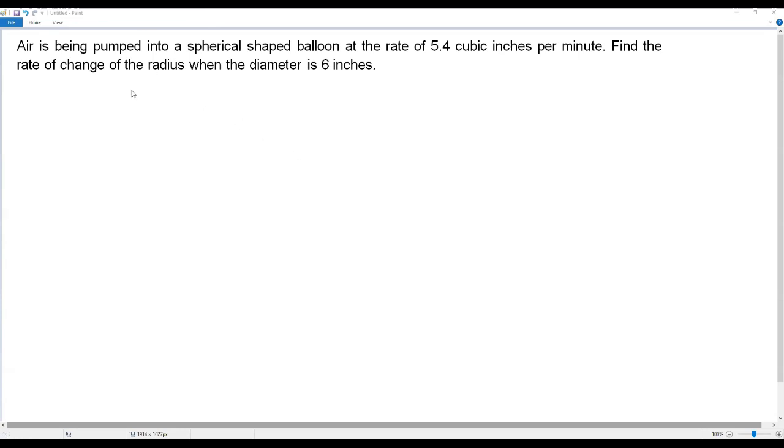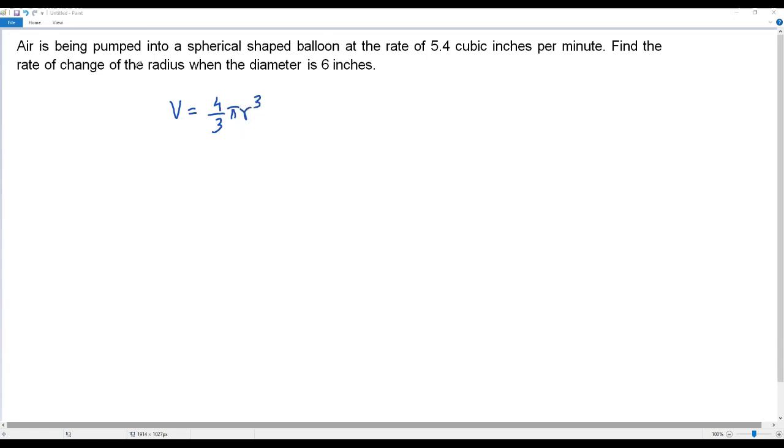So here the air is being pumped into a spherical shaped balloon. When air is being pumped, the volume of the balloon will increase. It is also given that the shape of the balloon is spherical, so we can use the formula for the volume of a sphere to get the volume of the balloon. Let me say that V represents the volume of the balloon. Since it's a spherical shaped balloon, V equals 4/3 times pi r cubed. So this r represents the radius.